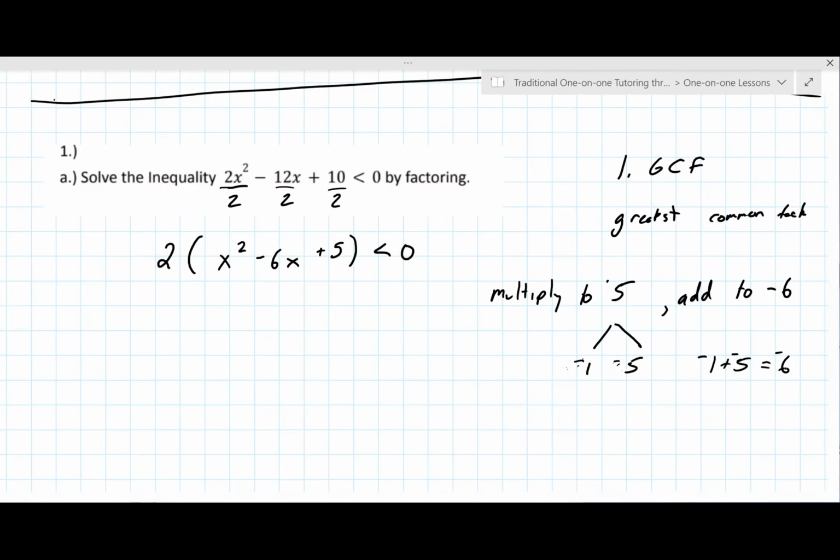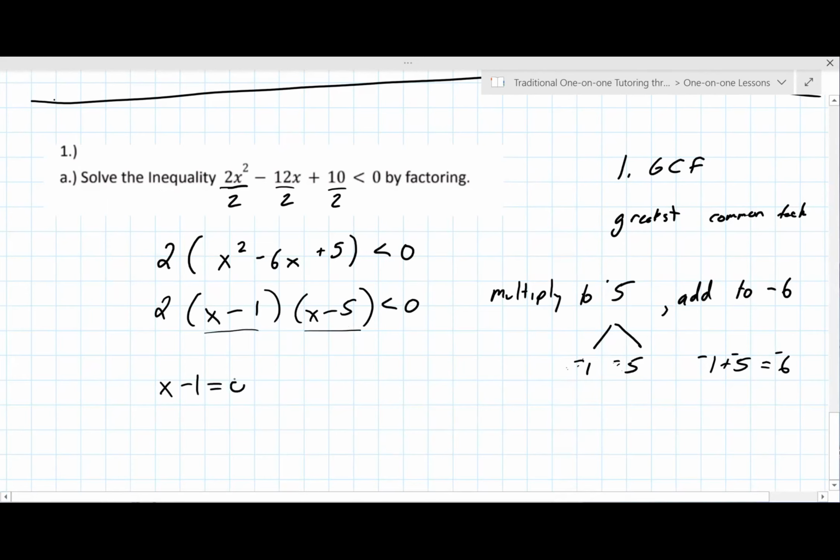Okay. So now you write x minus 1, x minus 5, and you set each of these equal to 0. So what are the two x values? The two x values are 1 and 5. Yes, x is 1 and x is 5.